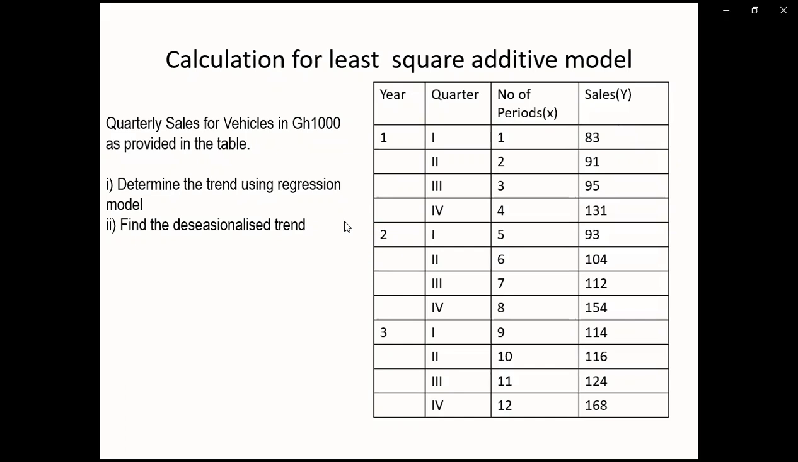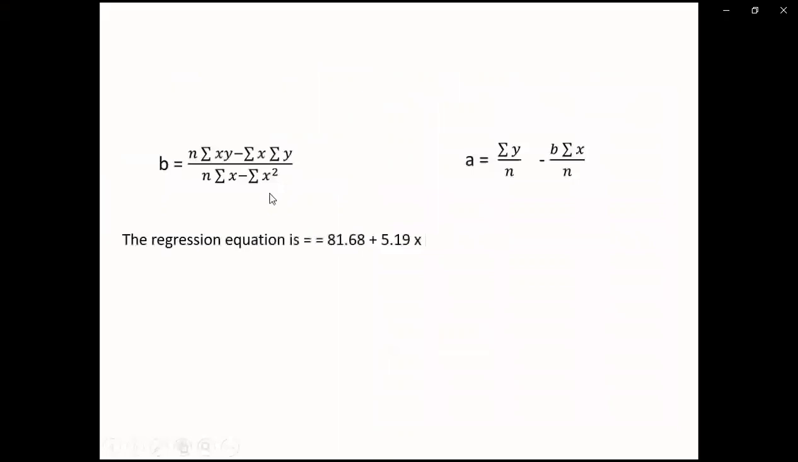Good. So the first thing we said we have to do, before we can decompose or deseasonalize, is to try and take away the seasonality from this data. Of course, when it comes to vehicle sales, there is some amount of seasonality in there. People will want to be shipping a lot of goods during a particular season. So we need to isolate the seasonal effects from Y so that we can determine the true trend in the sales of vehicles. So we are supposed to determine the trend using a regression model and also to find the deseasonalized trend. Good. So moving on, given this data, we are going to make use of the regression model for estimating the trend.